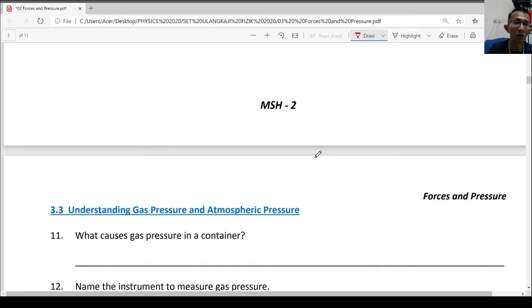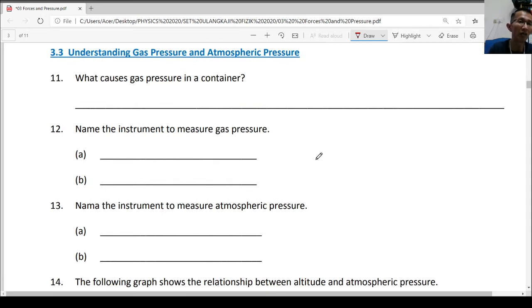Okay, so let's move on to 3.3, understanding gas pressure and atmospheric pressure. What causes gas pressure in a container? There is gas pressure in a container due to the collision of gas molecules with the wall of the container. Okay, it's due to the collision.